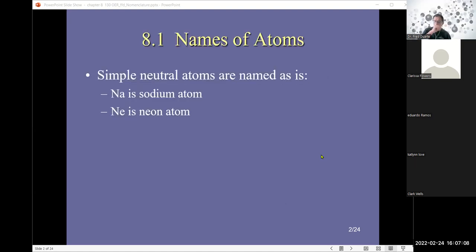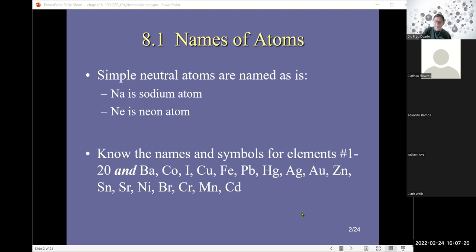Now, for simple neutral atoms with no charges, we know that sodium is sodium, and neon is neon atom, and so forth, okay? So get to know the names of the first 20 elements, but also included in there are the following to start learning, of which we have Ba, which is barium. Okay. We got Co, which is cobalt, iodine, copper, iron, Pb is lead, Hg is mercury, Ag is silver.